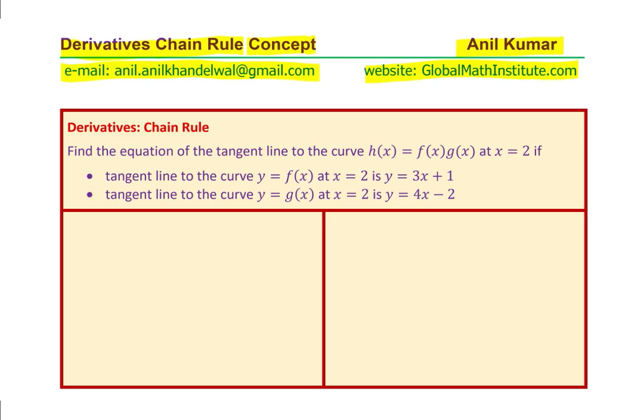Excellent example. We are given a composite function h of x, which is a product of two functions f of x and g of x. We need to find the equation of the tangent line to h of x, this composite function, correct? What else are we given? We are given the tangent line to the curve f of x and also to g of x at the given point x equals 2. Now from this, I'd like you to solve the question and provide the answer.